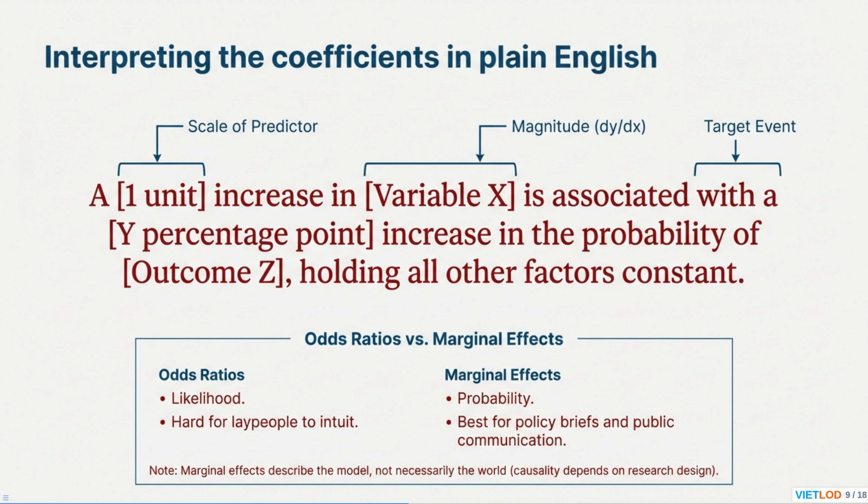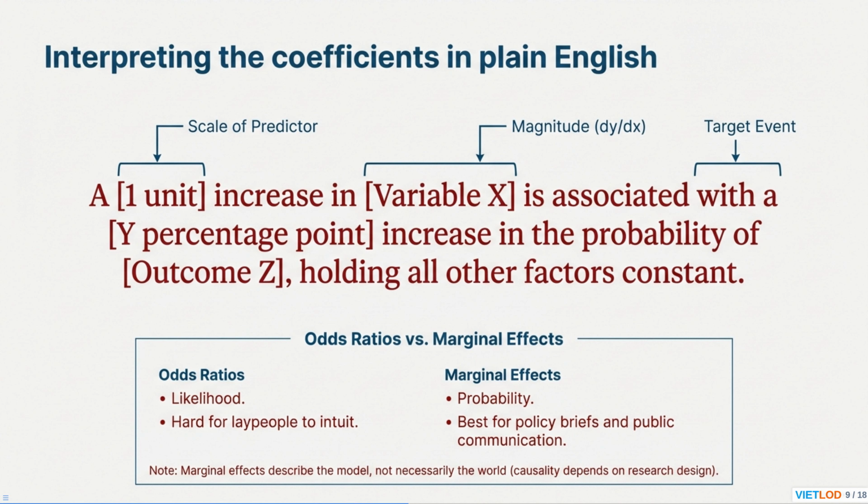One of the biggest challenges in statistical modeling is translating complex coefficients into language that's easily understood by everyone, especially non-technical audiences. This slide provides a powerful template for doing just that when discussing marginal effects. When you interpret a marginal effect, you can articulate it as: a 1-unit increase in your predictor variable x is associated with a y percentage point increase in the probability of your outcome z, holding all other factors constant. This breakdown clearly identifies the scale of the change in the predictor, the magnitude of the effect on the outcome, and the specific event being targeted, while reminding us of the ceteris paribus assumption.